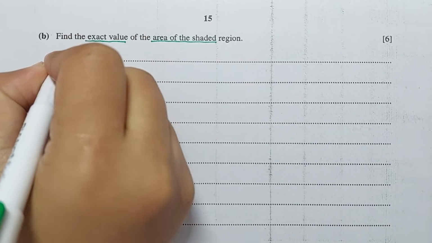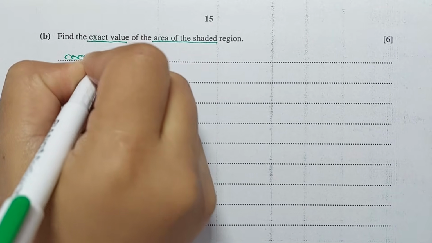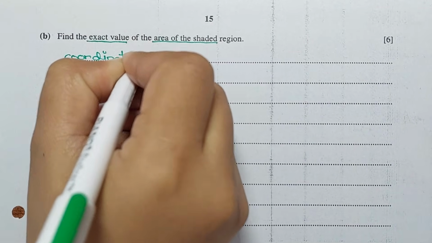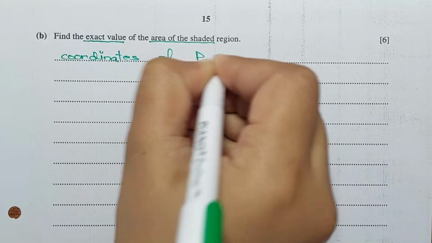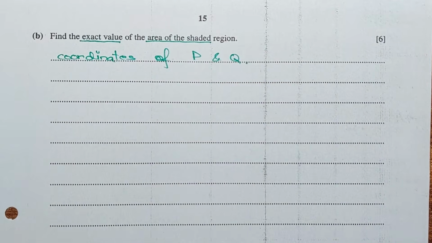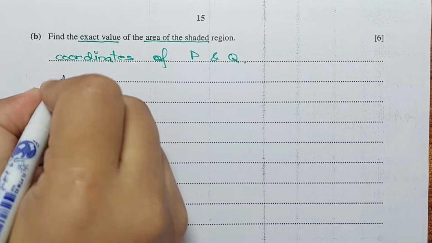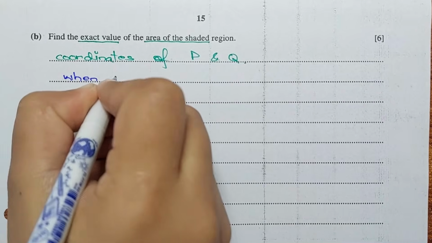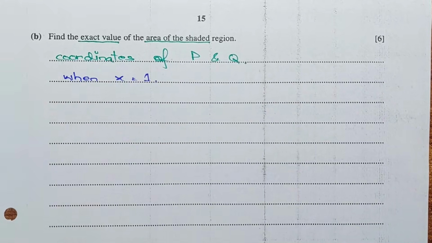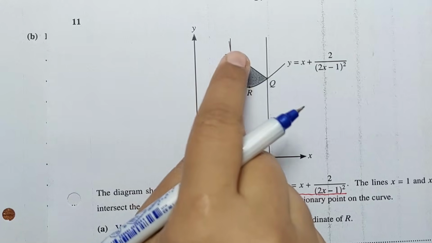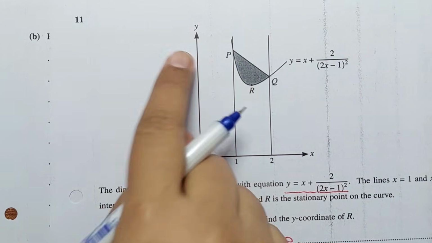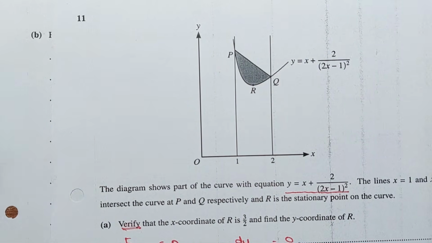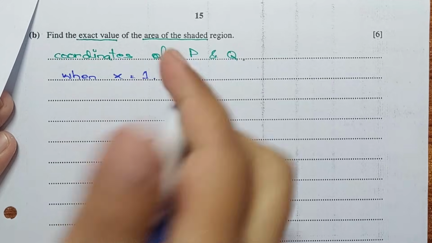So the coordinates of P and Q. This is the first thing we need to solve. So as you know, for P the x coordinate is 1. For P the x value is 1, we need to solve for y. So just substitute x equals 1 into the equation and solve for y.